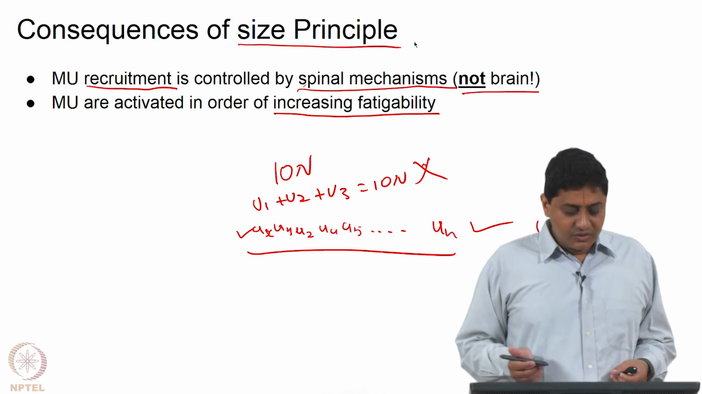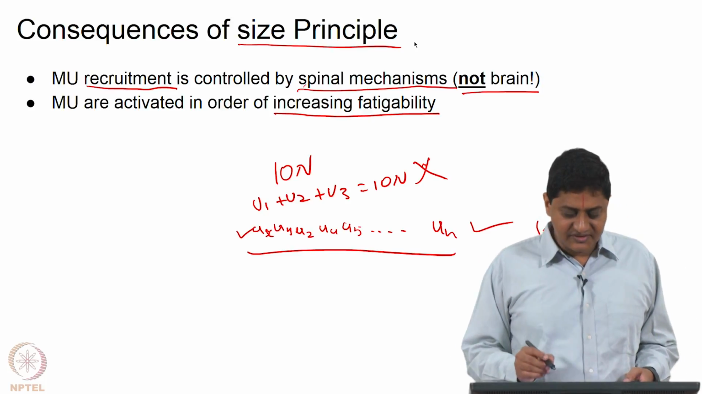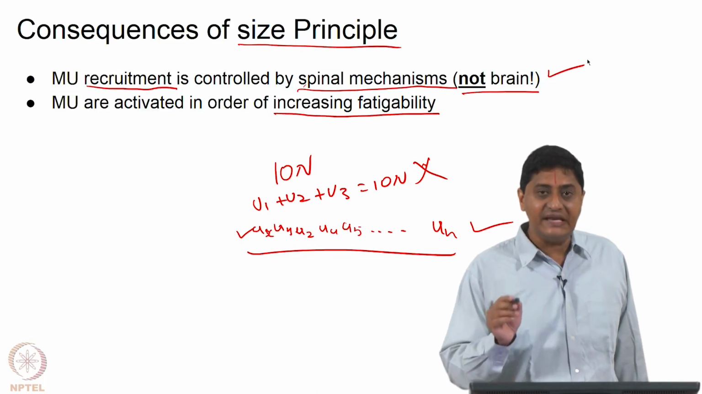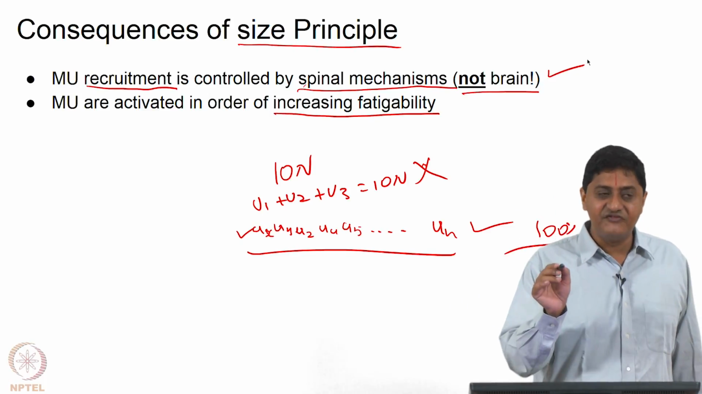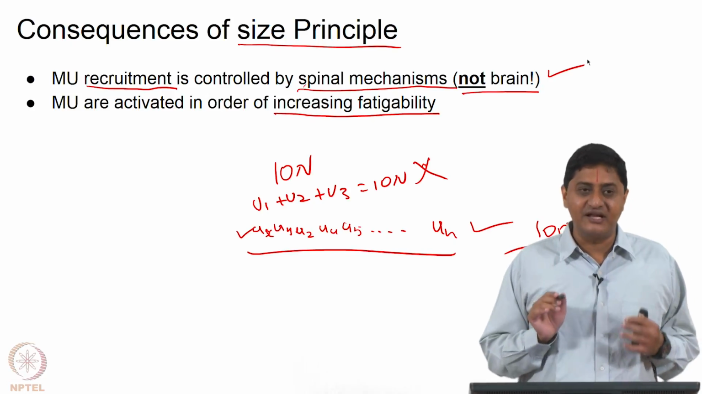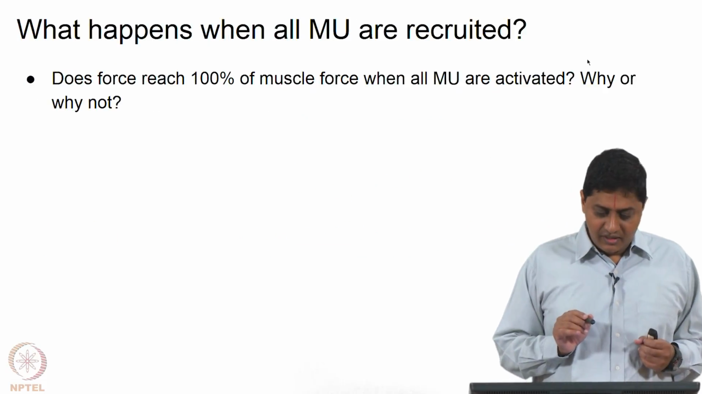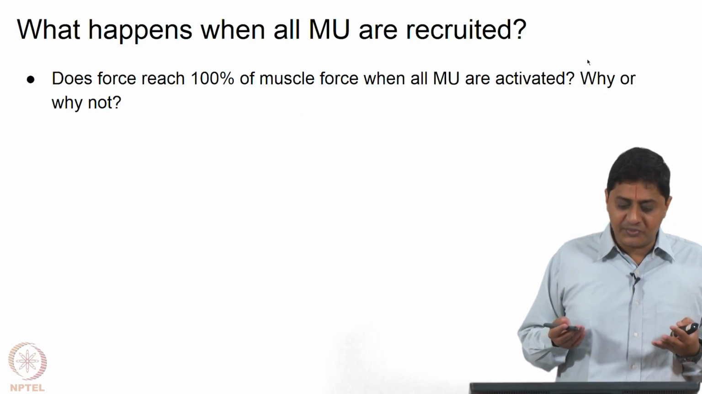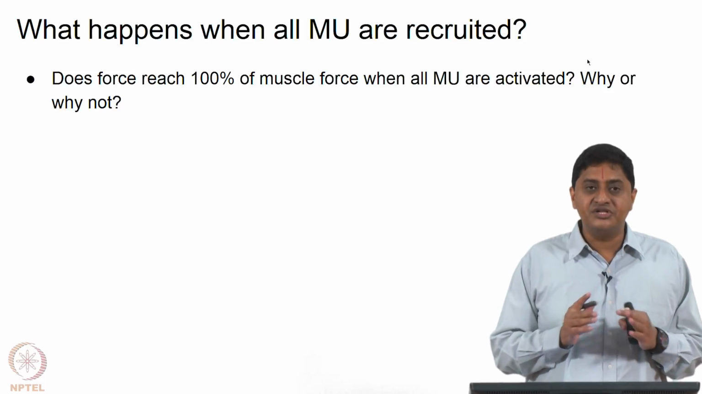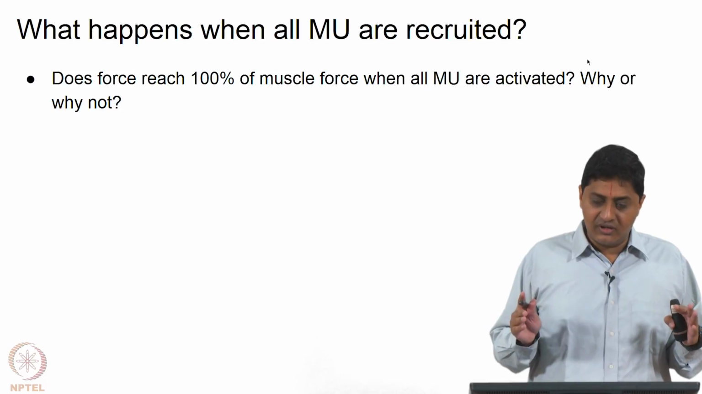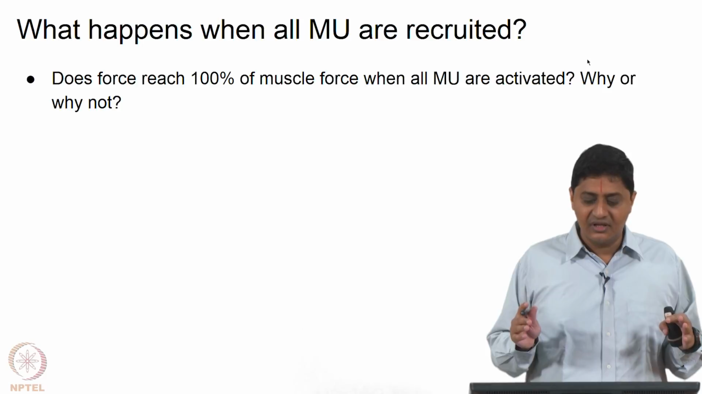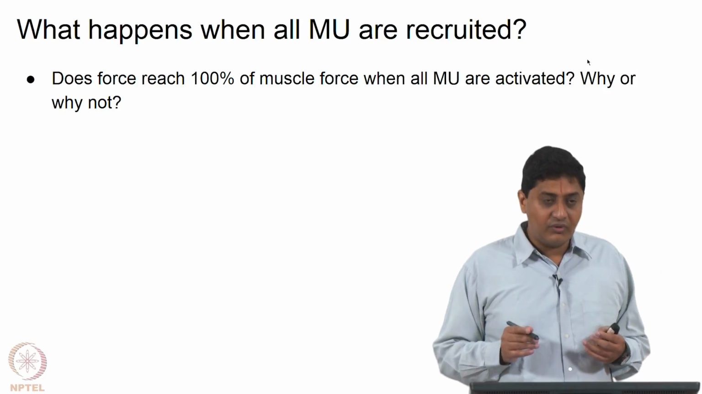Okay. So, we said that these are the two important consequences of the size principle. This is most important: the brain cannot control specifically which motor unit is fired. It is a spinal process. Suppose I recruit all 100% of my motor units, say I have 100 motor units and have activated all 100 of them. Will I reach 100% of the force? The answer is no. Why not?